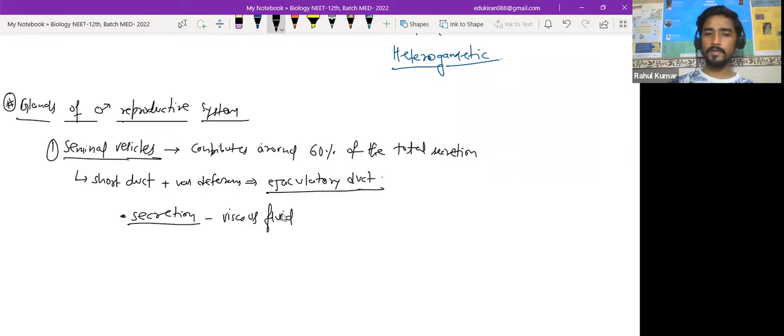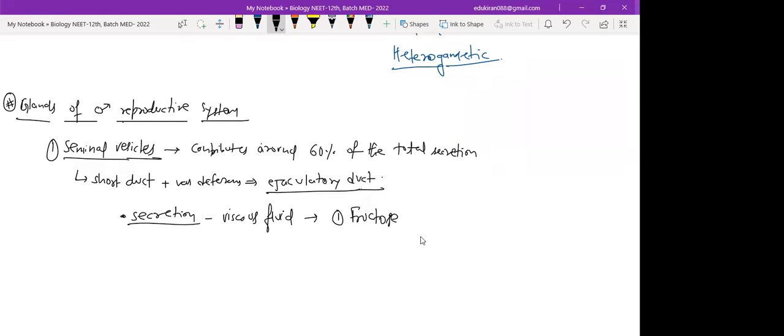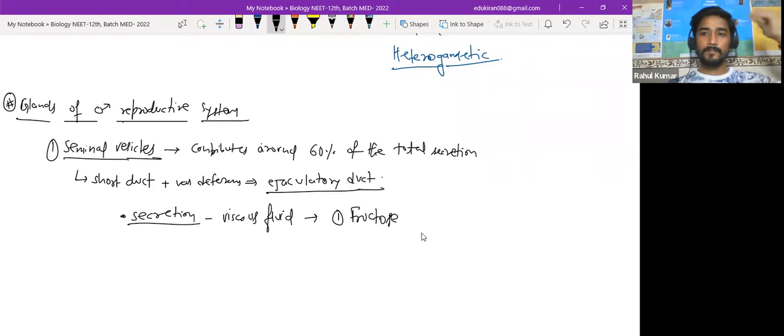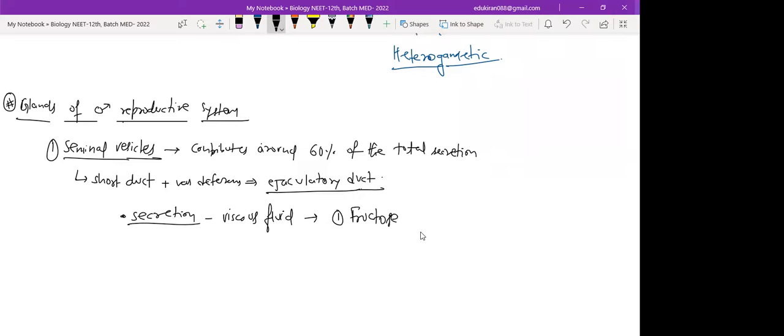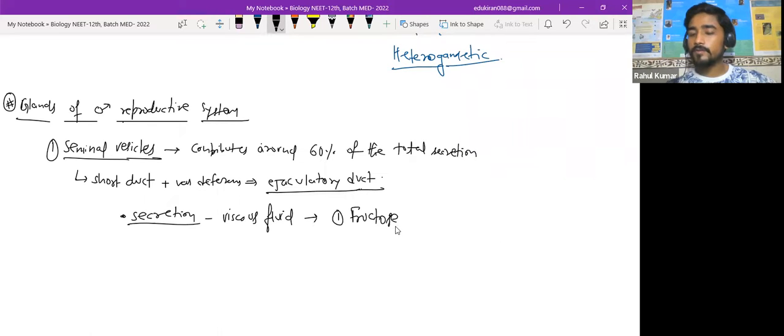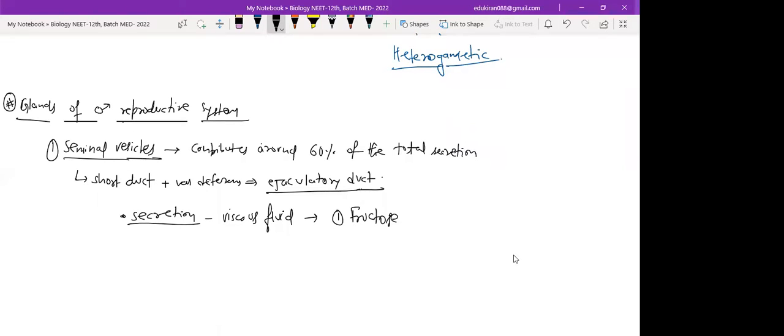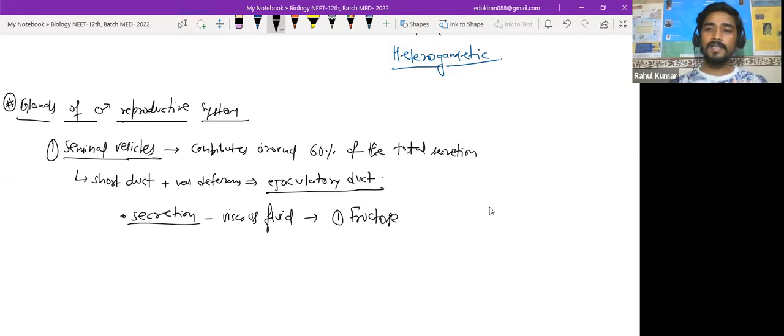So it's a viscous fluid, which contains, first thing, fructose. And why does it contain fructose? Because it's required for the sperm. To do what? What does sperm do with fructose? The motility, the movement. Yes, eventually it has to do with motility.